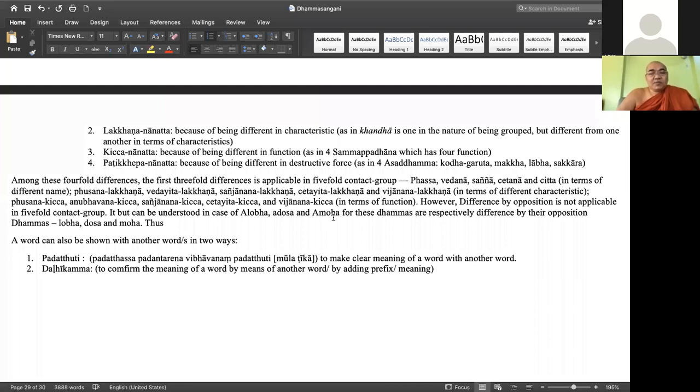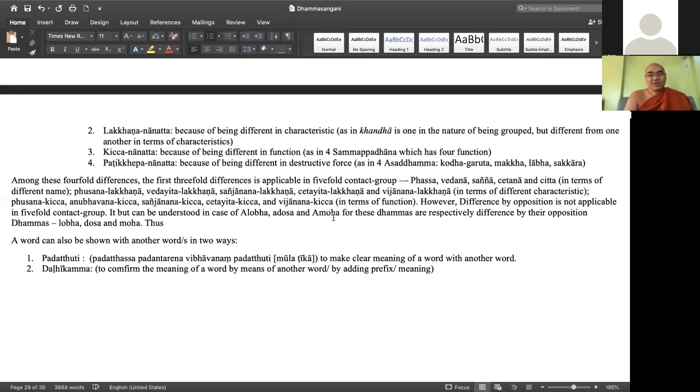The commentator Mūlaṭīkā explained: padatthassa padantarena vibhāvanaṃ padatuṭṭhi. Vibhāvana means explanation, making clear. Maybe the one word the Buddha gave is not clear enough, but with another word provided, you come to realize. So padatthassa, the meaning of the word, padantarena, with another word, vibhāvanaṃ, explanation.